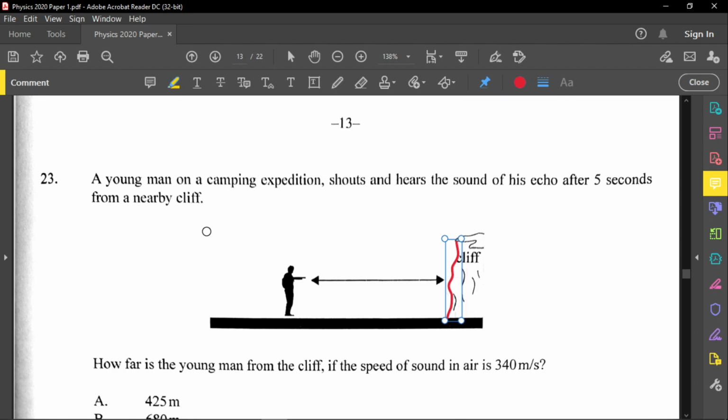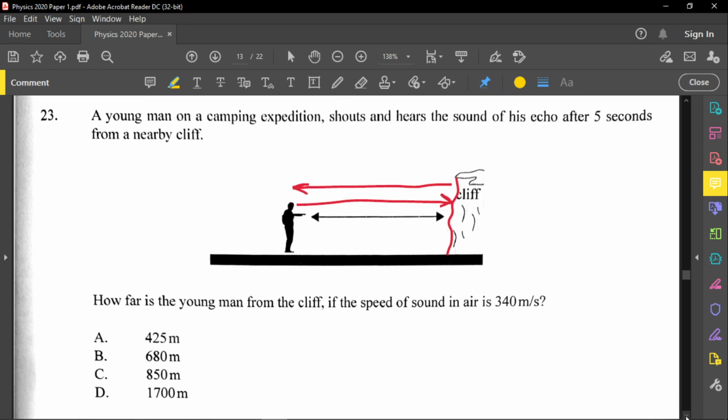All right, awesome. Now, what I want to point out is that if he's shouting and hearing an echo, that means the sound travels from him to the cliff and also backwards. That's why they have a 2-headed arrow right here. Once it hits the wall or the surface of the cliff, it will come back towards him. So the sound actually travels twice, from him to the cliff and from the cliff back to him. That's why you call it an echo, in fact. So when both sounds meet, you will get an echo.